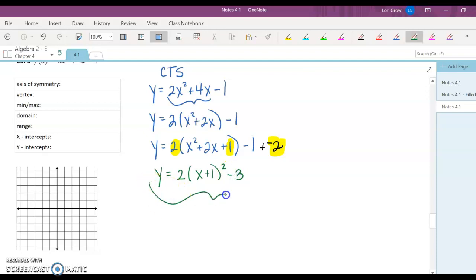All right, so just looking at this, I can tell that my vertex has been moved to the left 1 and down 3. So left 1, down 3. Okay, so left 1, 1, 2, 3, down 3 is right here, which makes sense from the equation, should be at negative 1 and then negative 3.